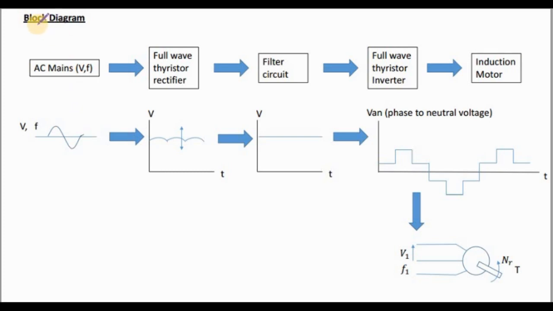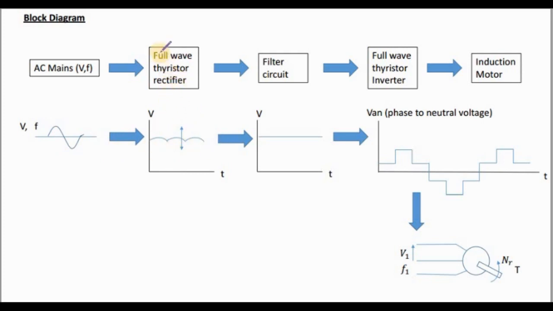This is the block diagram of the circuit we have discussed previously. Here you can see three-phase AC mains, line to line voltage. This is three-phase line to line voltage, maybe 400 volts, 50 Hz frequency. So you supply that wave to the full wave thyristor rectifier. So AC becomes DC.